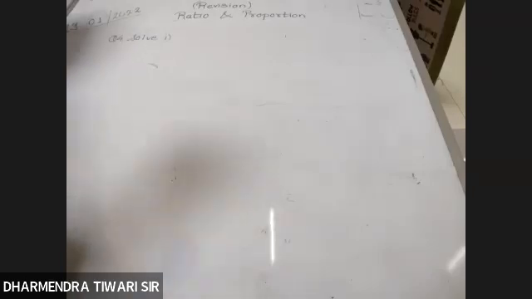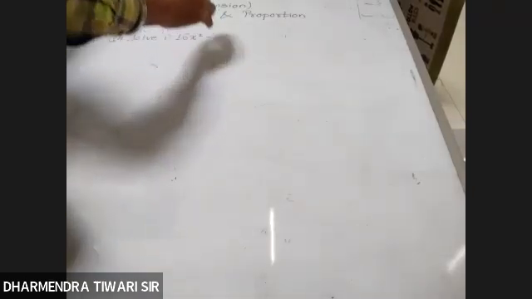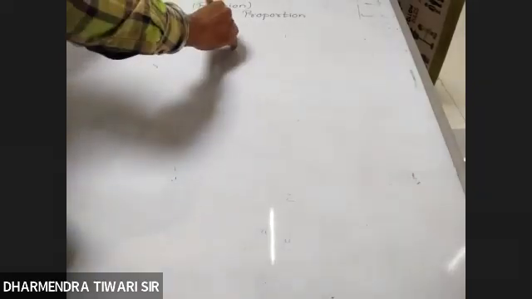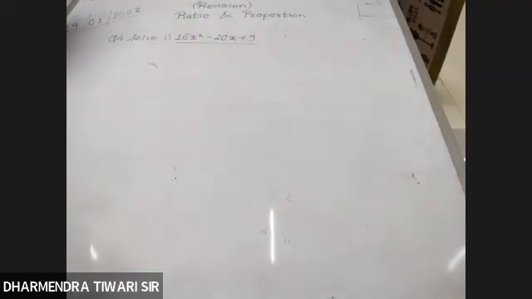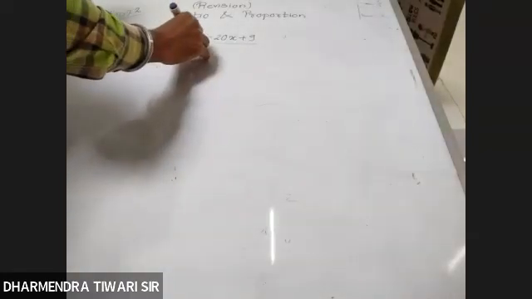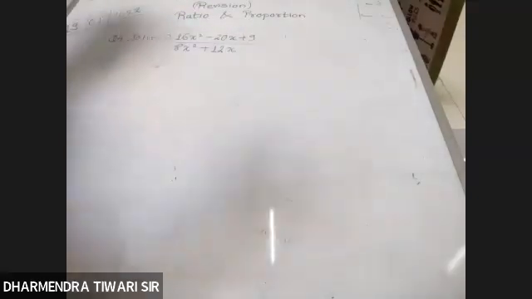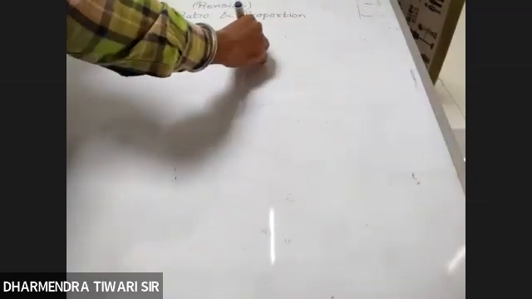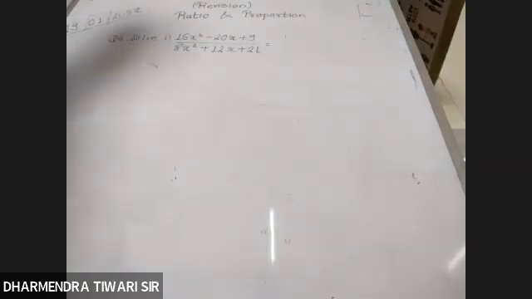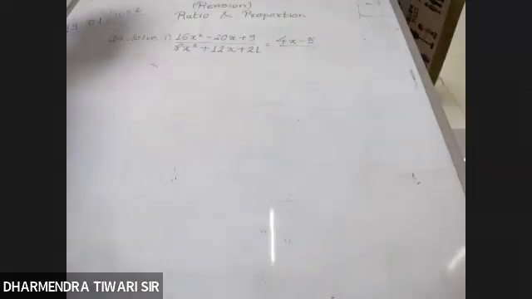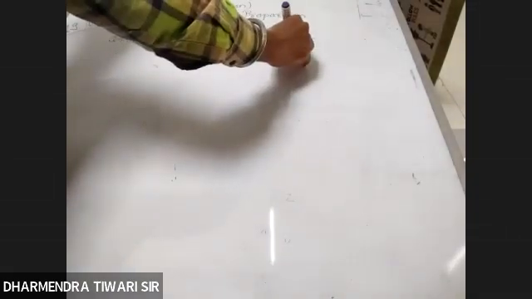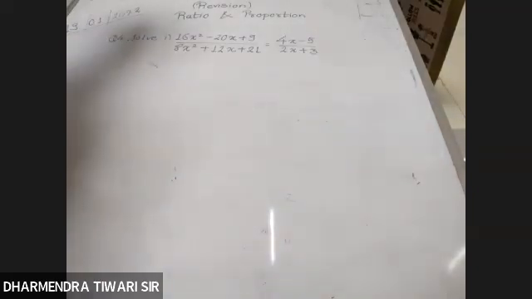First one: 16x squared minus 20x plus 9 divided by 8x squared plus 12x plus 21 equals 4x minus 5 divided by 2x plus 3. So this is given and they are asking us to solve this. Solve this in the sense of just getting the value of x.